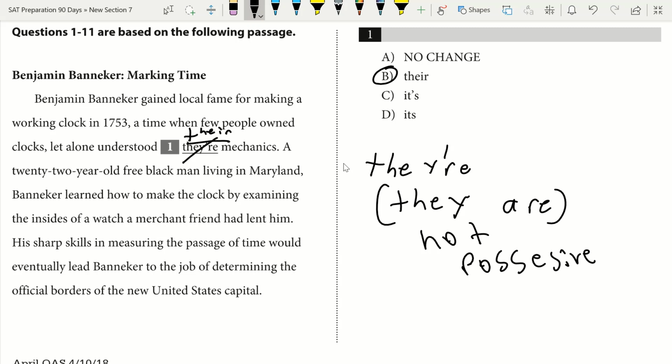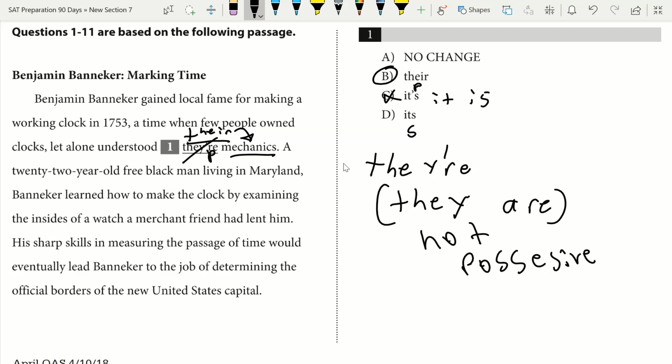We need there, which is possessive, because it's their mechanics. They own these mechanics. So who is there? How do I know it's plural? Because there is our plural possessive pronoun. It's is singular, and this is the wrong it's. This right here is it is. So I know that's incorrect as well.